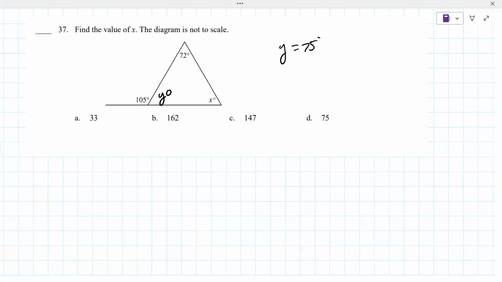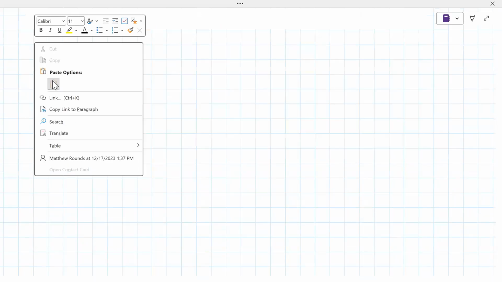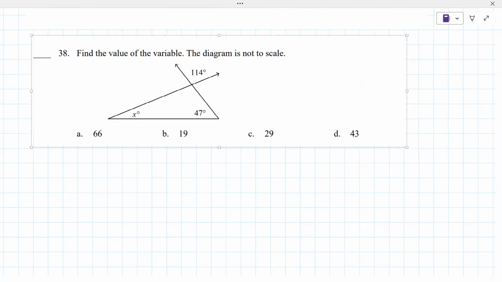Good. All right. This is kind of a variation on the same problem, but you can't do it exactly the same. So be careful there with that.